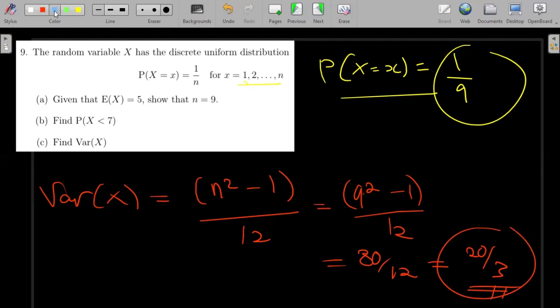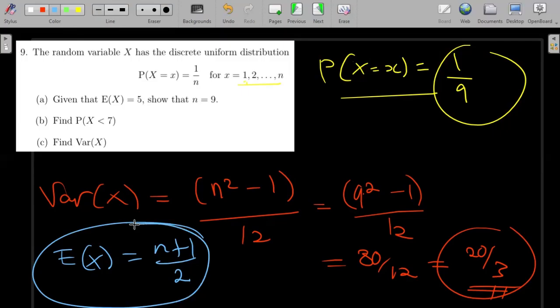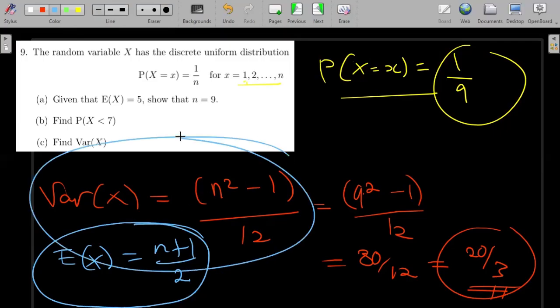So you see that under these different distributions, you have to know the formula for the variance and the mean. The mean we said was given by n plus 1 divided by 2. This is the mean of a uniform distribution, and then the variance is given by this formula. If you don't know these formulas, you won't be able to answer the questions, so make sure you get familiar with the formulas.